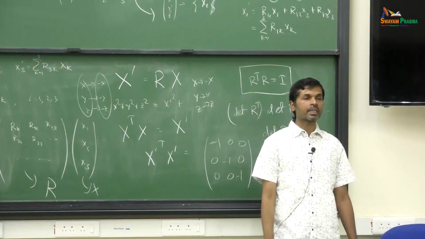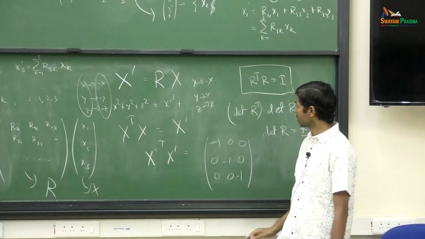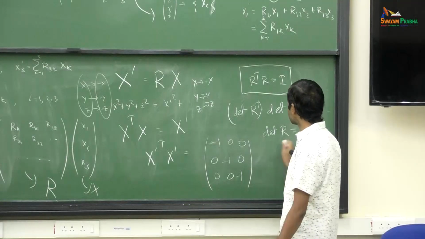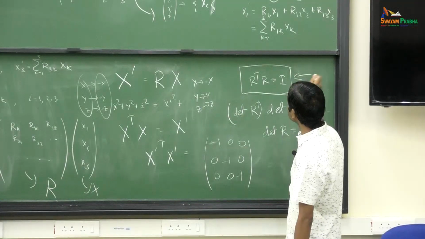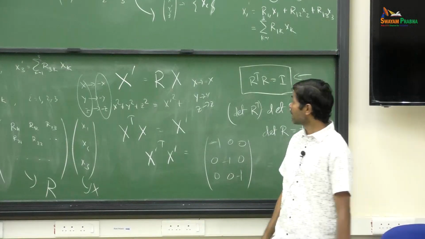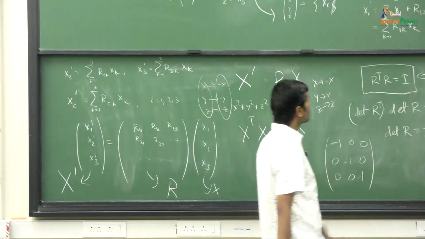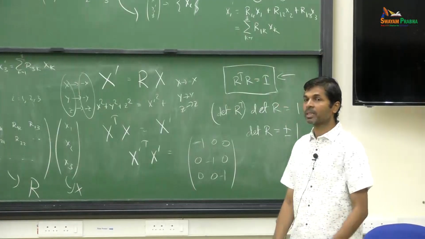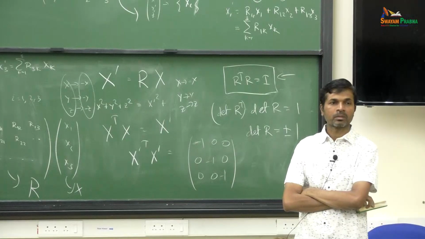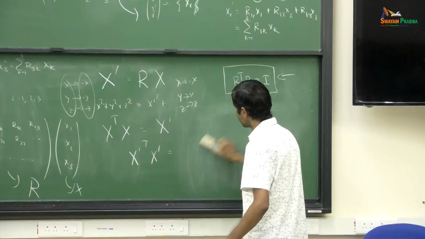This is called the parity transformation. This is a discrete transformation, and this has determinant minus 1. All other transformations which satisfy this have determinant plus 1, and they are all rotations. And from this relation, you can see why there are only 3 parameters.